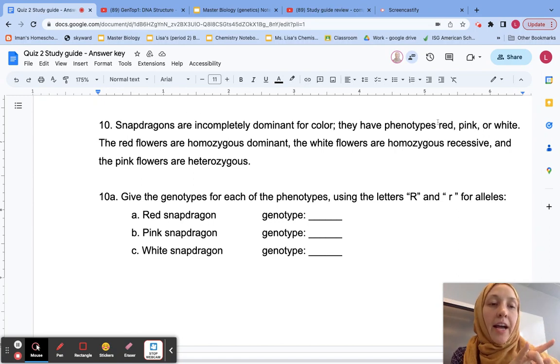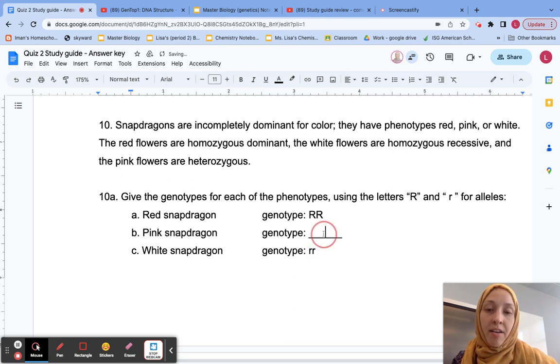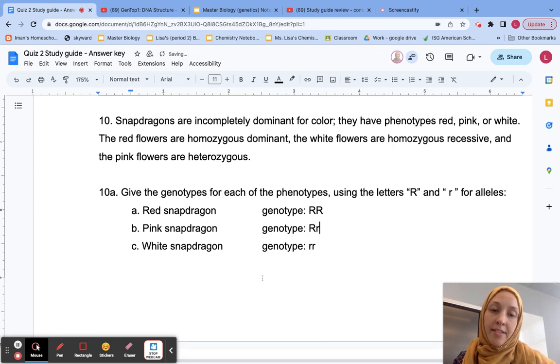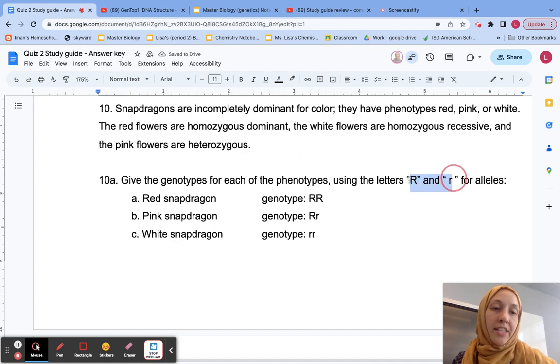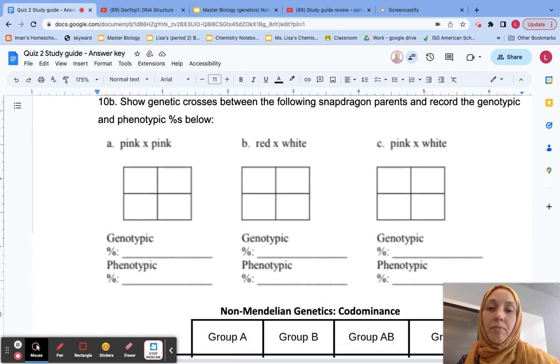So our heterozygous is going to be a mix between our recessive and dominant, right? Or between our two alleles, okay? All right, so what are the genotypes of each? Red would be capital R, white, lowercase r, and pink is our heterozygous. Okay, they told us that these are our alleles, so it's easy for us to do this.